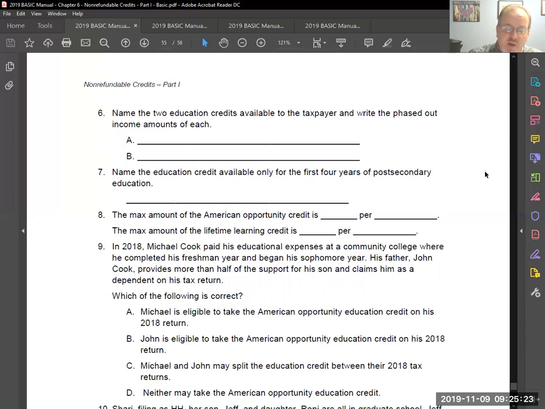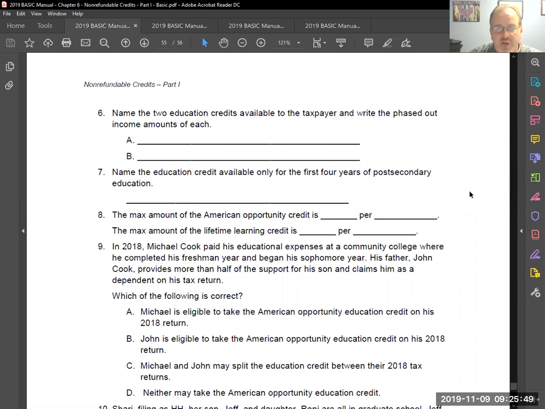So it starts to fade away at $160,000, and by $180,000, it totally disappears. Lifetime Learning Credit starts to fade away at $114,000 and totally disappears at $134,000. Obviously, you can see on the form, it eases itself in, but you can see that credit, sometimes for higher income on tax returns, will start to fade away.